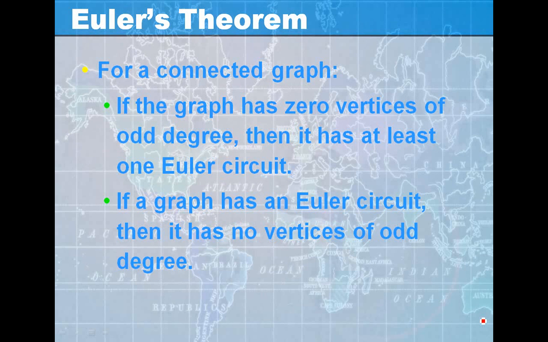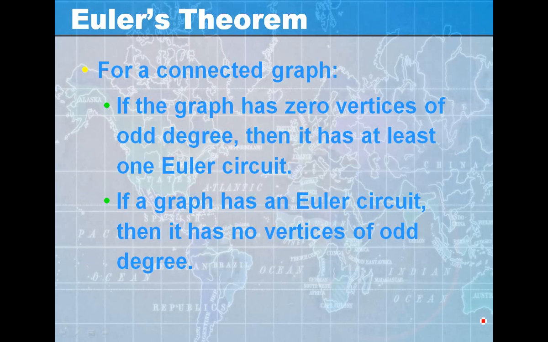We'll now take a look at the final 12 slides in 6.1. Euler's theorem. Euler's theorem is divided into two parts. One part: if you look at the degree of all your vertices and you have no odd vertices, in other words you have all even vertices, then your graph has an Euler circuit.